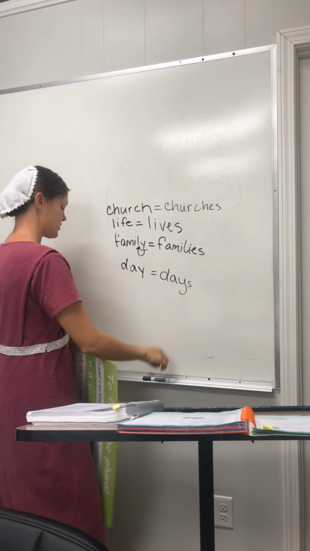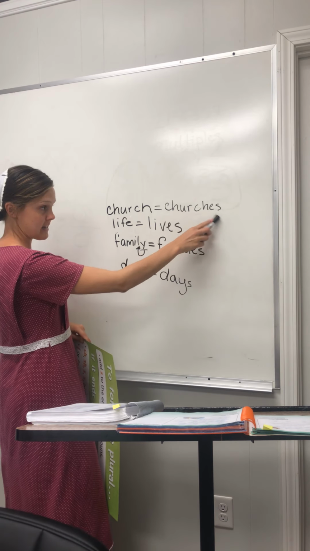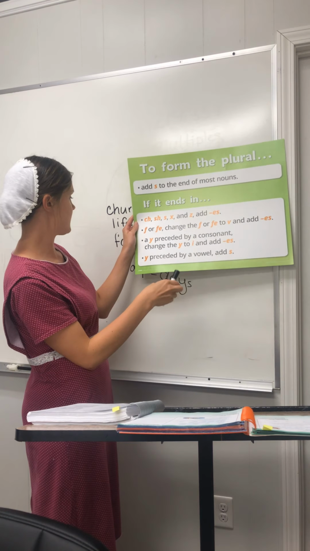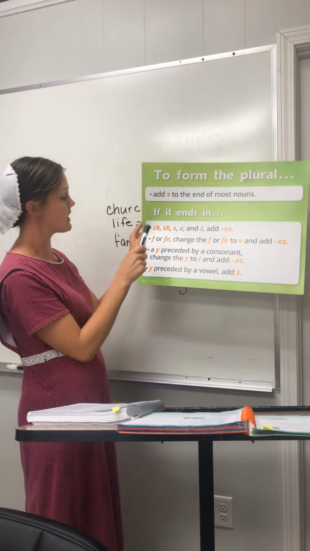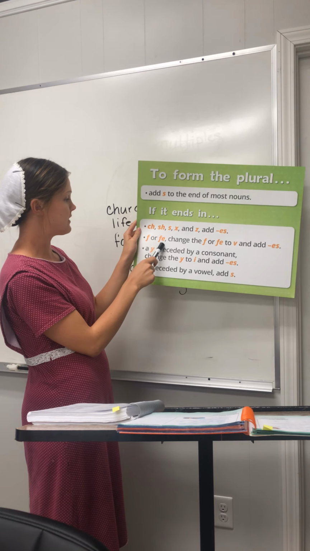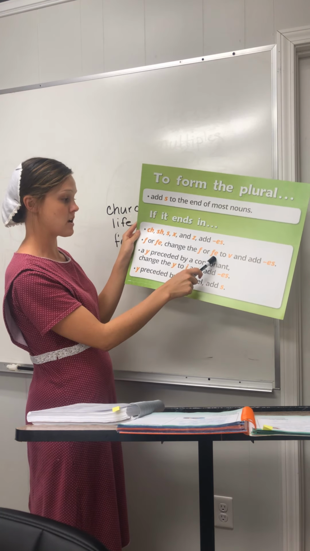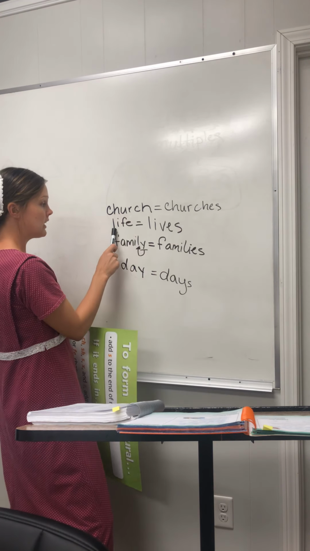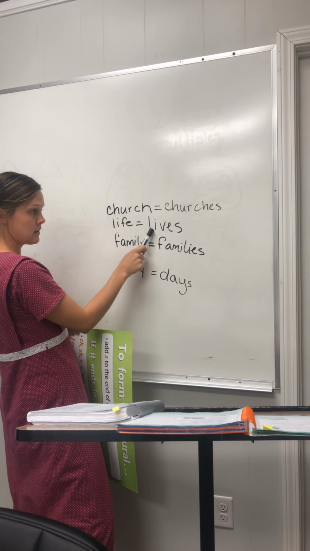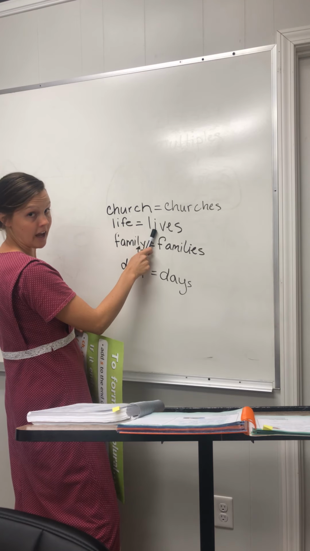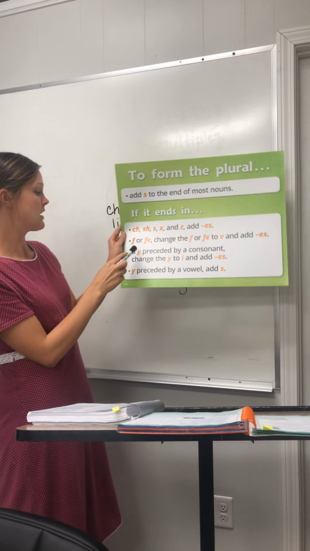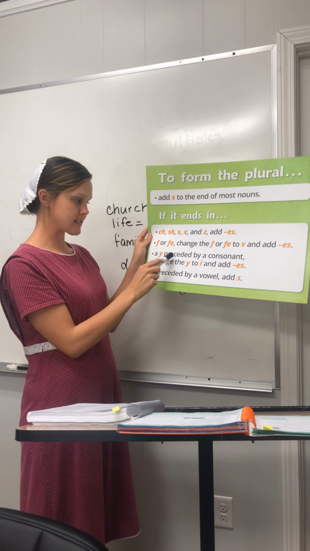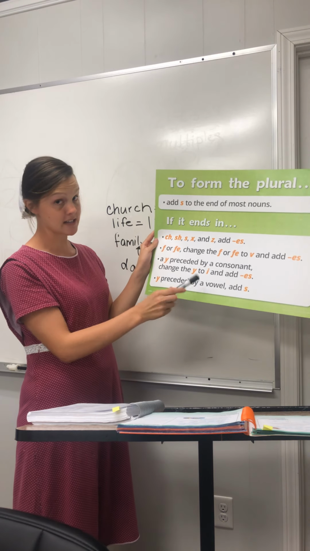So church, see how church has a CH? We add ES. Very simple. I think you've done this probably many times. Then if your word ends in F or FE, we're going to change the F or FE to V and add ES, just like I did in life, FE, lives. Got it? Next, if your word ends in a Y, preceded by a consonant, change the Y to I and add the S.